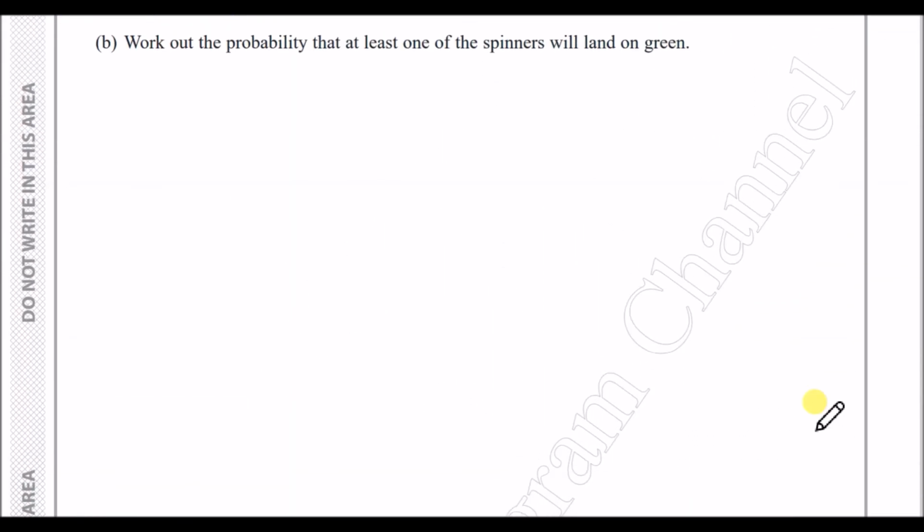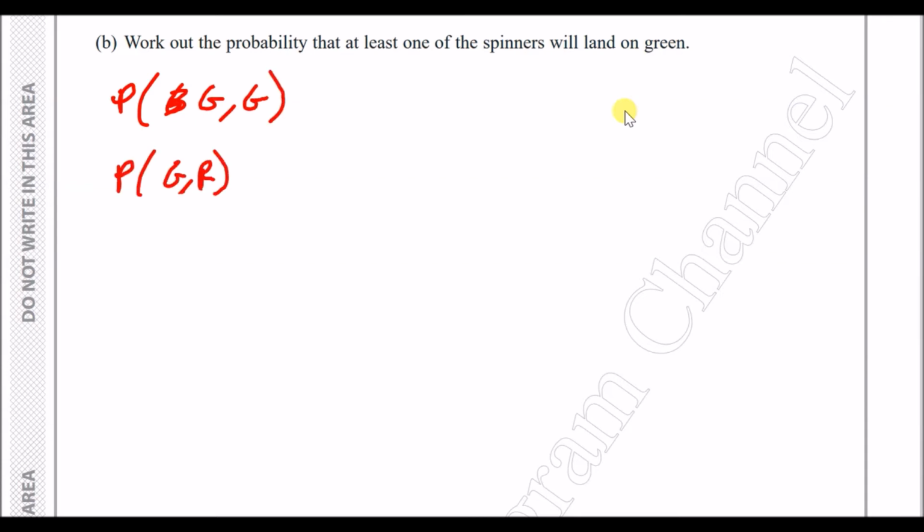What was the question? Work out the probability that at least one of the spinners will land on green. Okay, so probability at least one will land on green. So what it's trying to say here, guys, is you can either get both greens, or you get a green then a red, or you can even get red first and a green second. So that's what it means. Green on spinner A, then green on spinner B, or green first and red, or red and green. So this is what they want us to work out.